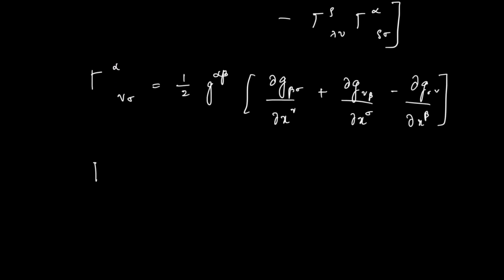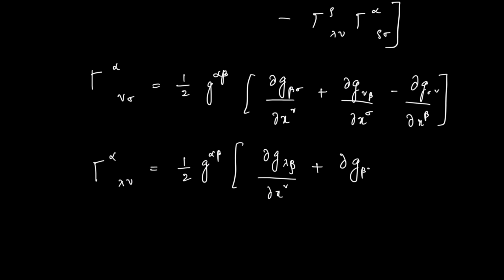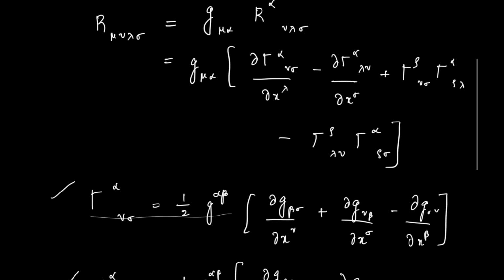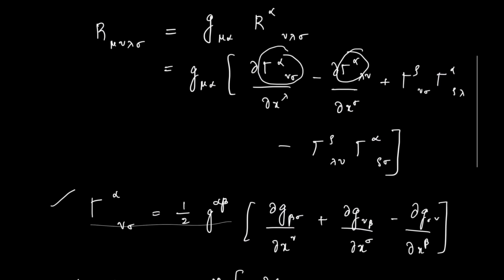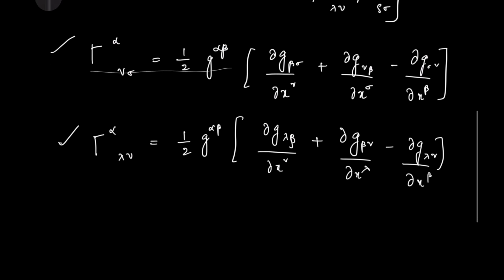Similarly, the Christoffel symbol of alpha lambda nu is half g alpha beta, partial derivative of g lambda beta with respect to x nu plus partial derivative of g beta nu with respect to x lambda, minus partial derivative of g lambda nu with respect to x beta. So these are the definitions of Christoffel symbols. Now I have to substitute here. Everywhere I have to substitute the Christoffel symbol.